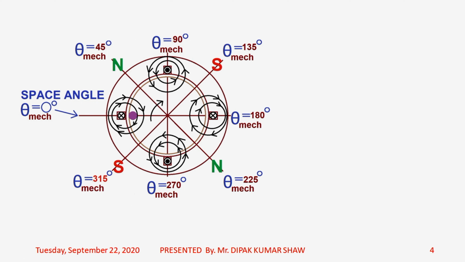You will find that over here, please follow the mouse pointer, north pole is developed because lines of flux are leaving this pole face. So this has to be north pole. Likewise, over here, the lines of flux are entering the stator core. So this will be your south pole. Over here, again, lines of flux are entering. Over here, lines of flux are again leaving the stator core. So this will be your north pole. Over here, lines of flux are entering the stator core, so this will be the south pole.